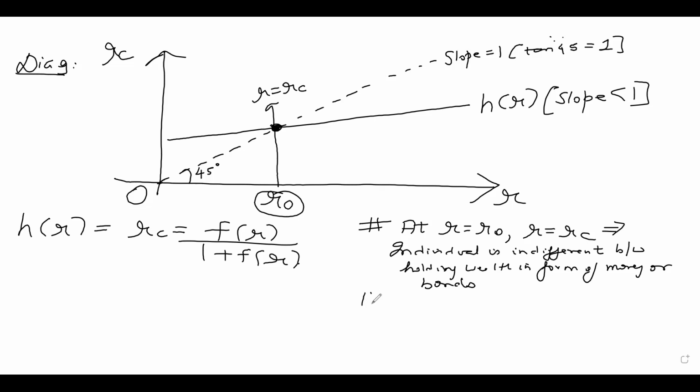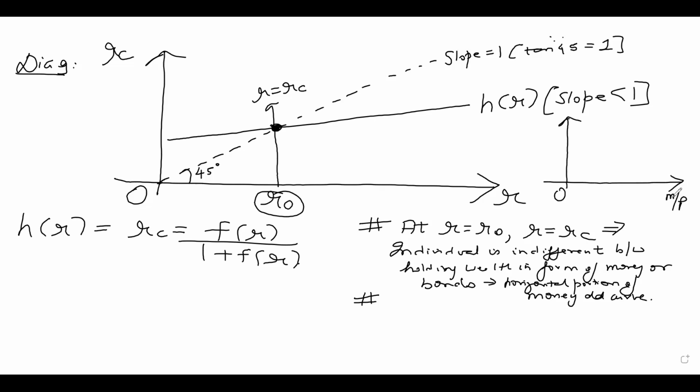On the other hand, when the individual is indifferent, this gives us the horizontal portion of the money demand curve, which we derived in the lecture today. So I'm drawing another small diagram here. Money demand. Okay, this is R, and we had derived this money demand curve, guys, in today's lecture. This is W. This is R equal to RC. This is nothing but the horizontal portion of the money demand curve.